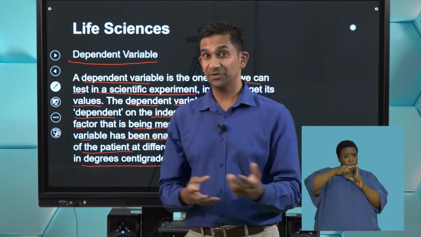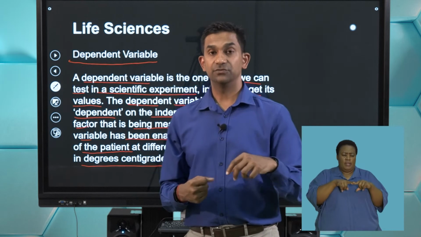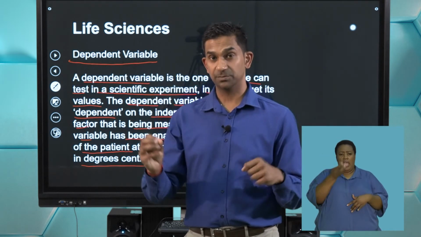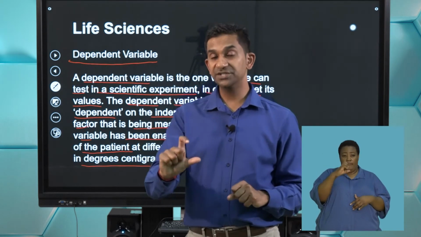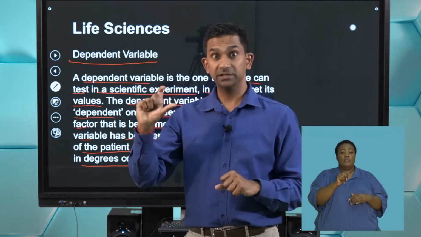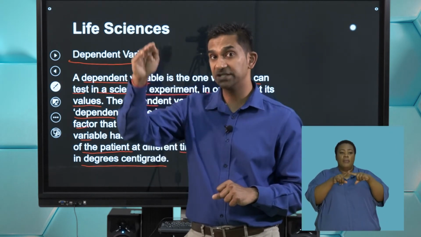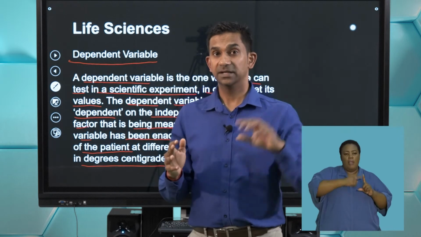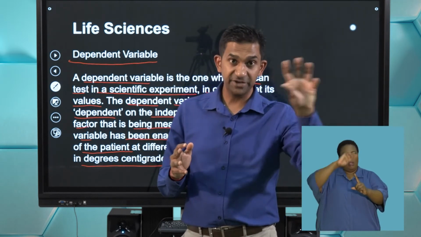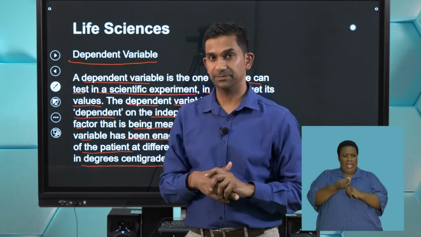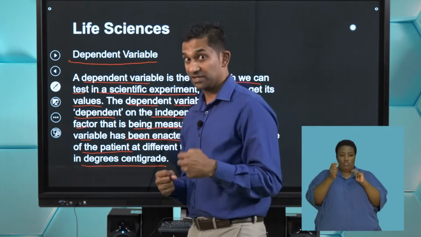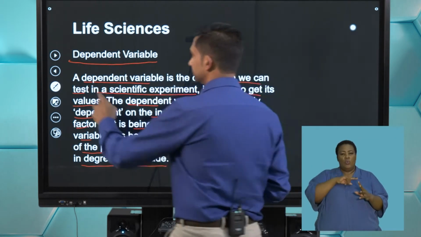So if someone had an infection and you wanted to measure their body temperature because of that infection, measuring the dependent variable would be, let's monitor the body temperature over a period of time, and that would be because of the infection causing the change in the body temperature. So that's one way of us measuring the dependent variable.